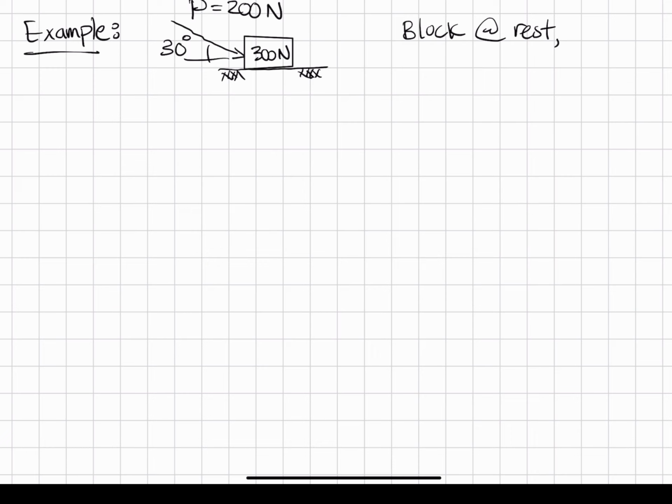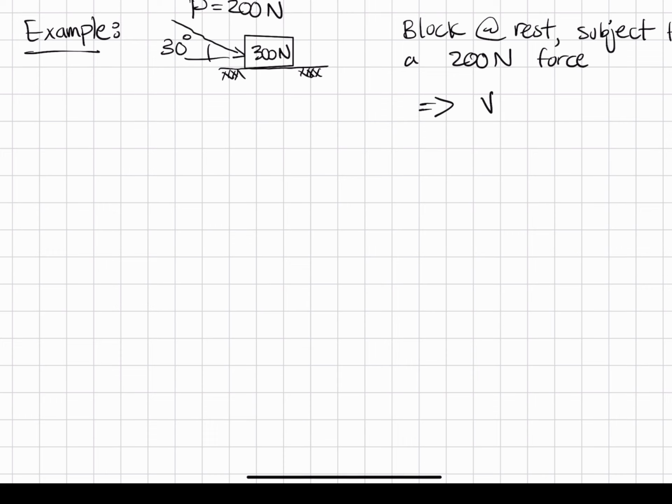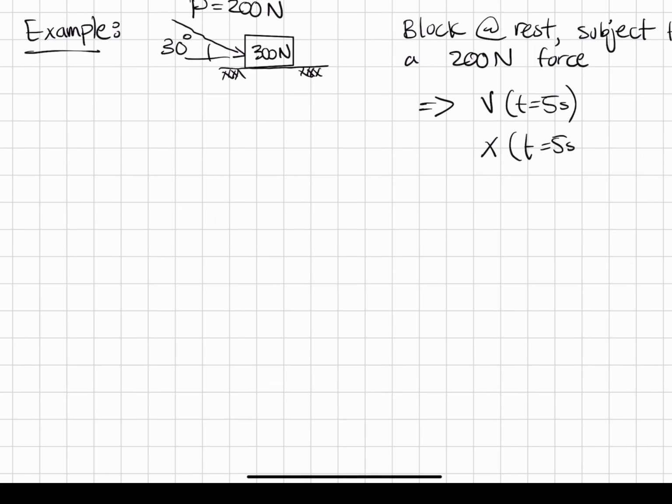And suddenly it's subject to a 200 Newton force. And what you really have to find is the following two items. You have to find the velocity when t is equal to 5 seconds. And you have to find the position of the mass when t is equal to 5 seconds as well. So that's really what we need to do.